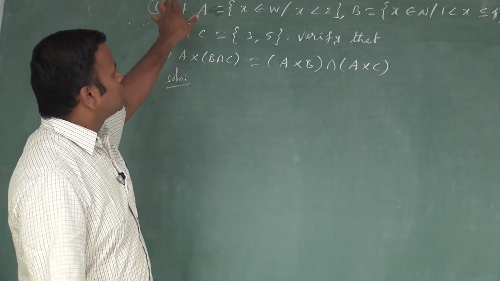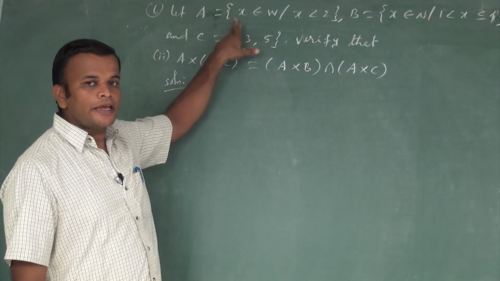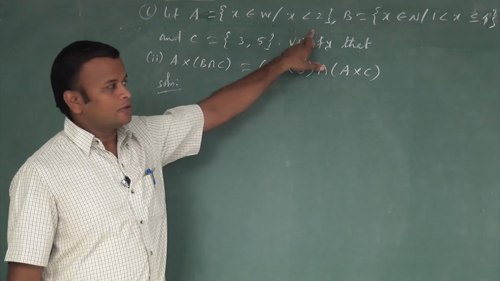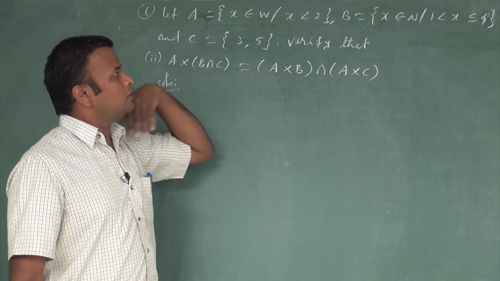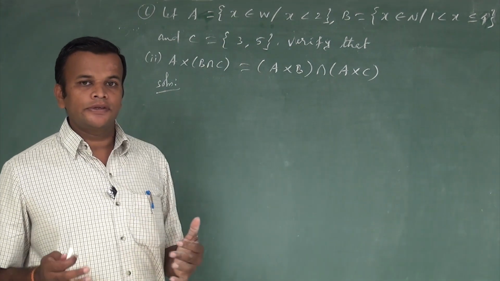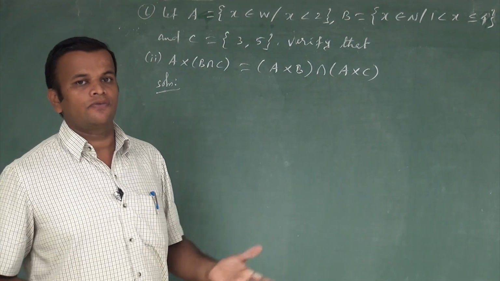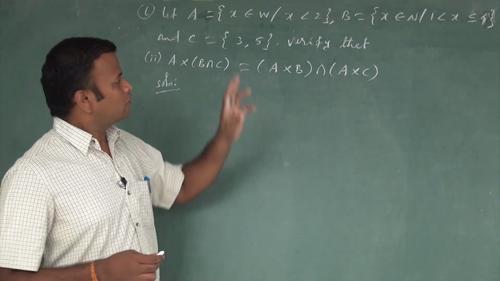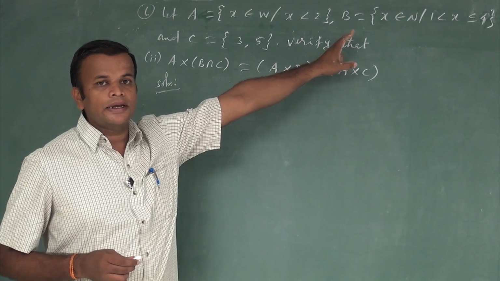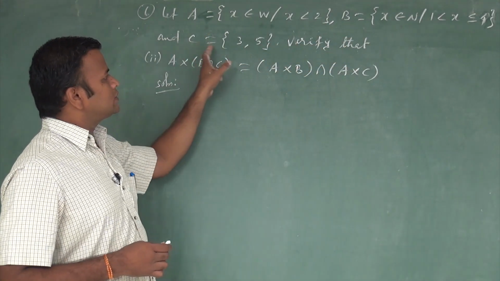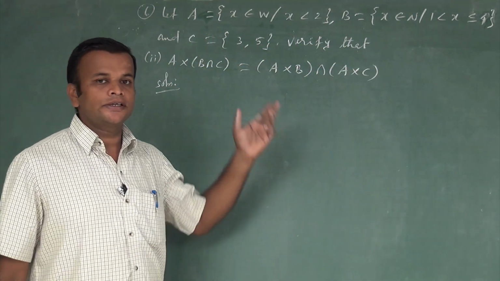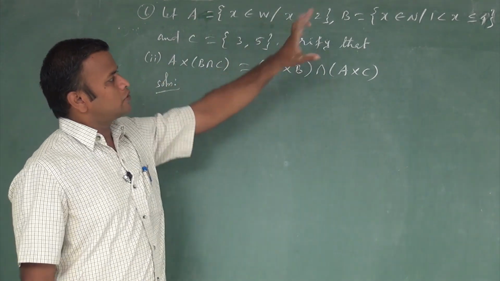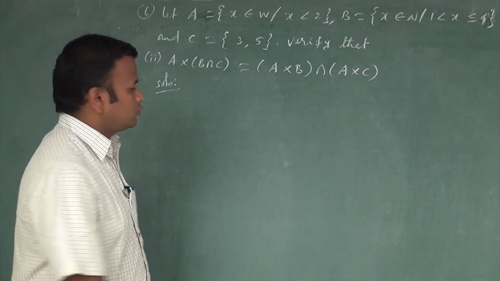Okay, the sum is: the value of A is x belongs to W such that x is less than 2. You know the set builder form. Now the first step is to convert the given sets into number or roster form, so it is easy to write the Cartesian product. You see, the first two sets are indirectly given and the third set C is directly given, the elements 3, 5. So the first step is to convert the first two sets into roster form. So how to write?